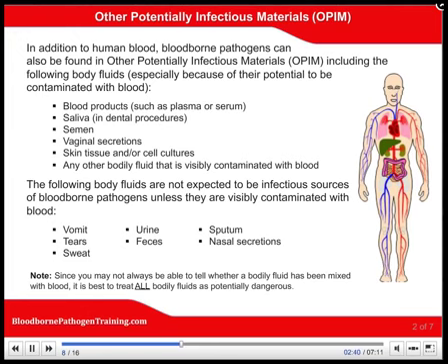The following body fluids are not expected to be infectious sources of blood-borne pathogens unless they are visibly contaminated with blood: vomit, tears, sweat, urine, feces, sputum, nasal secretions. Note: since you may not always be able to tell whether a bodily fluid has been mixed with blood, it is best to treat all bodily fluids as potentially dangerous.